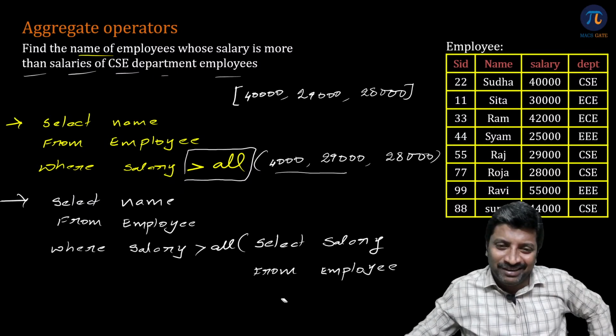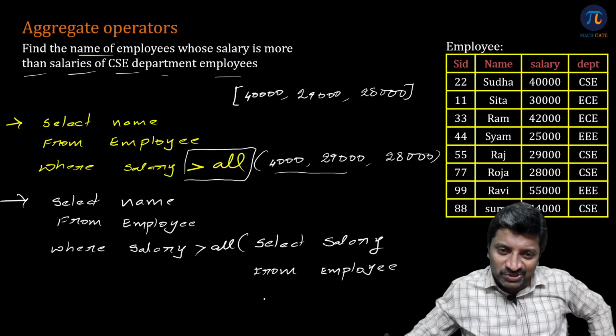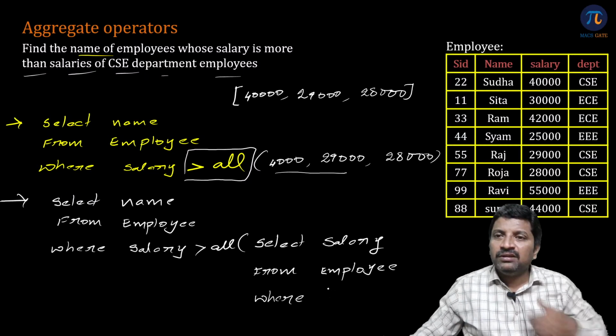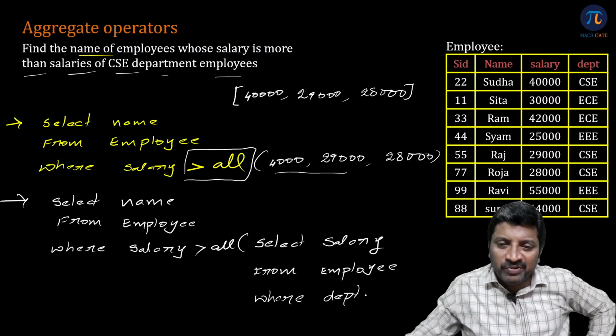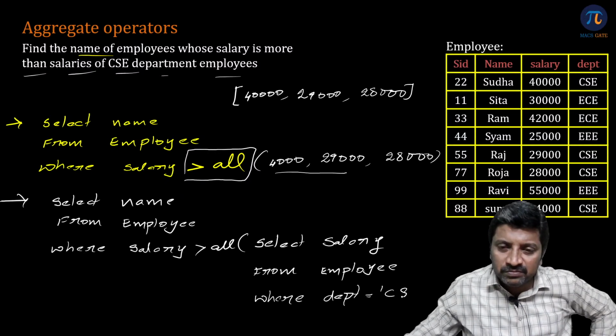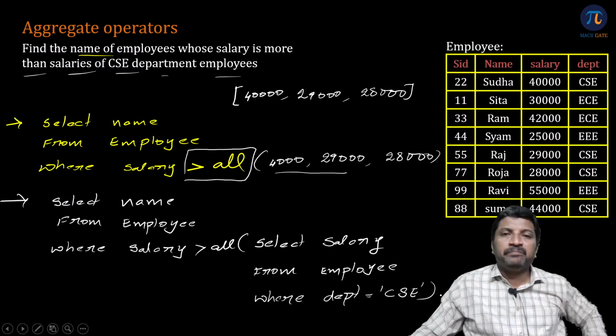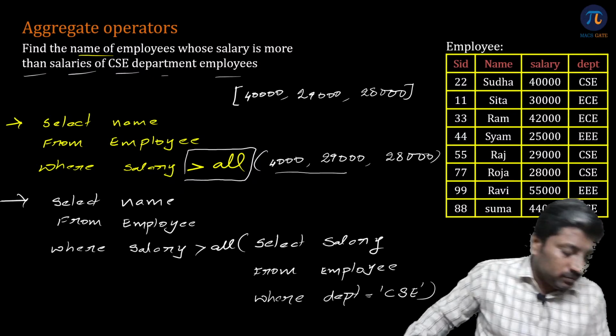So we need to write where, right? In English it is who, sir. In SQL we need to write where. Where what, sir? Department. Department equal to CSC. Please go through it, sir.